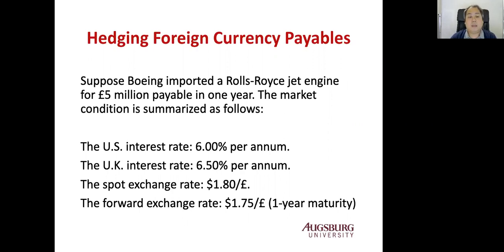Now the cost of the engine is £5 million, so Boeing has a payable for that in 1 year. The market condition is summarized as follows: the US interest rate is 6%, the UK interest rate is 6.5%, the spot exchange rate is $1.80 per pound, and the forward exchange rate is $1.75 per pound.